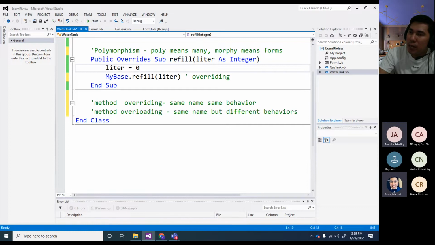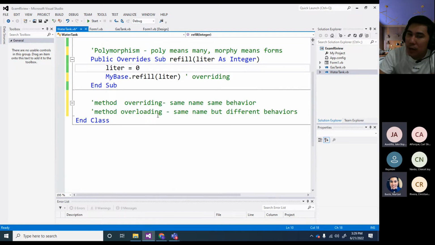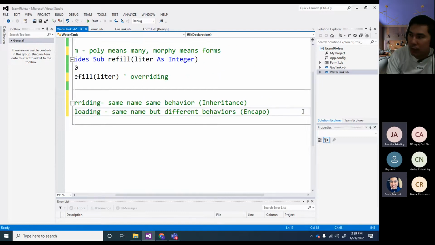But with overloading, it can be the same name but different behaviors. For example, here in gas tank. By the way, overriding can only happen during inheritance. Okay? Overloading only happens during encapsulation. Okay? So remember that.